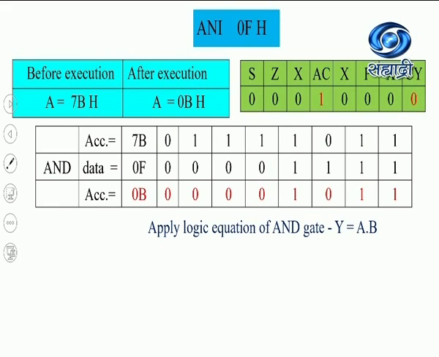The flags are affected by the result. By default, carry is 0 and auxiliary carry is 1. The final answer is 0B, which is positive non-zero number. Hence, S is 0, Z is 0. The number of ones in the answer, they are odd. So parity flag is also reset.